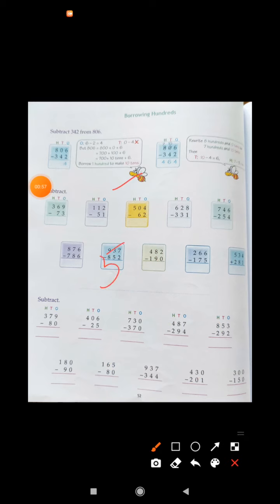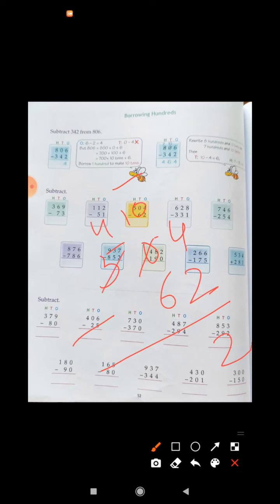Next question, 504 minus 62. 4 minus 2 is 2. 0 is less than 6. Take borrow from hundreds. Here will be 10 and here 4. 10 minus 6 is 4 and 4 minus 0 is 4.